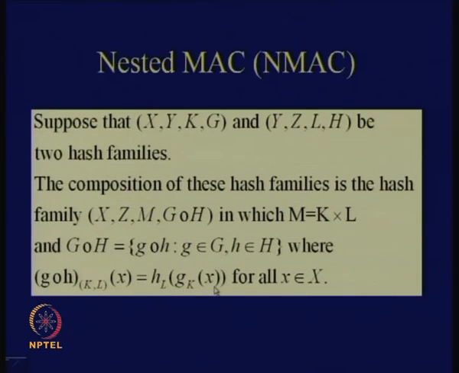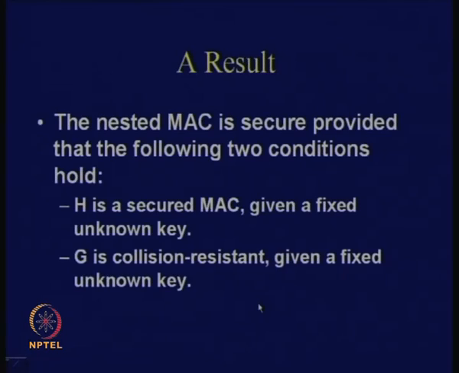The domain is x. Okay. And you map that actually to z, right. So, you take x, and from there you transform that to y, and then take y and transform that to z, right. So, therefore, that is the final mapping. So, the idea is this: the result is that this is called the nested MAC or the NMAC, and this nested MAC is secure provided that the following two conditions hold.